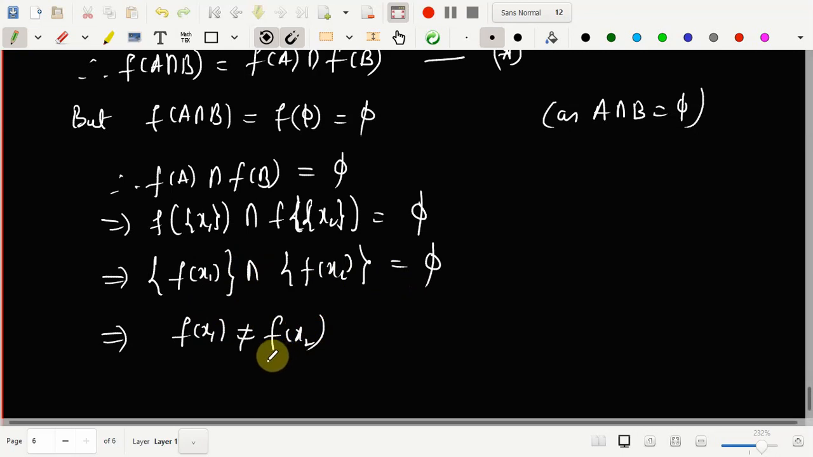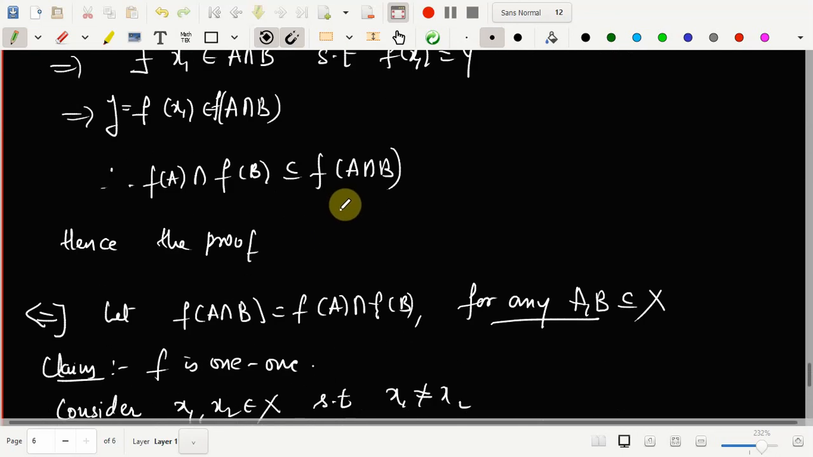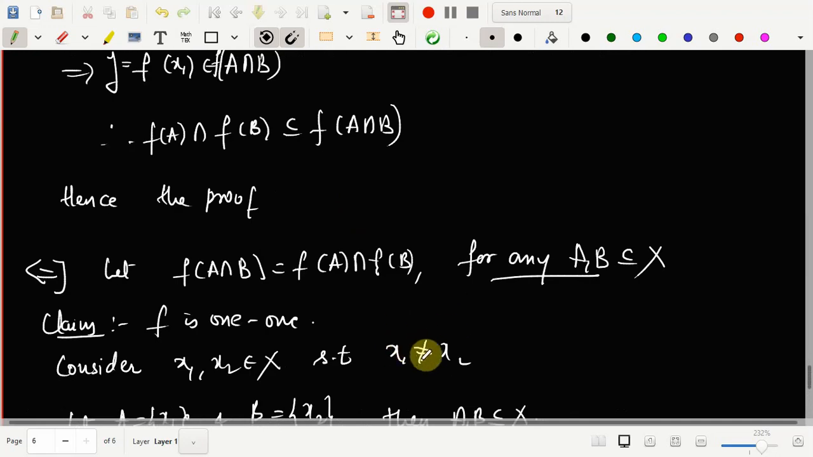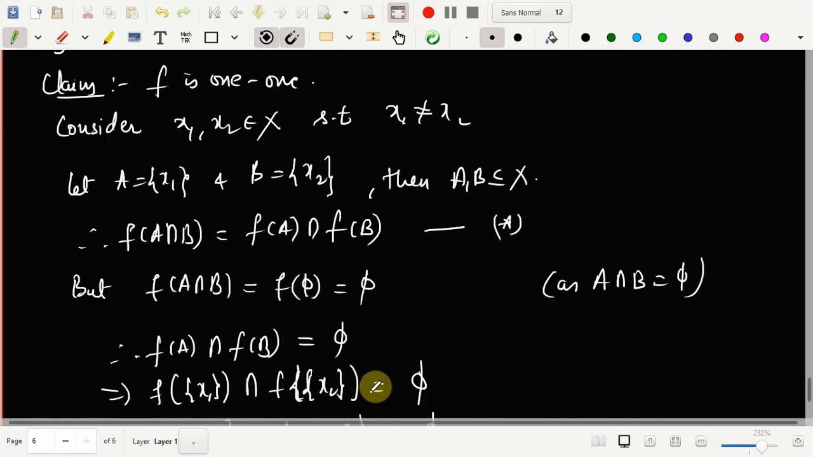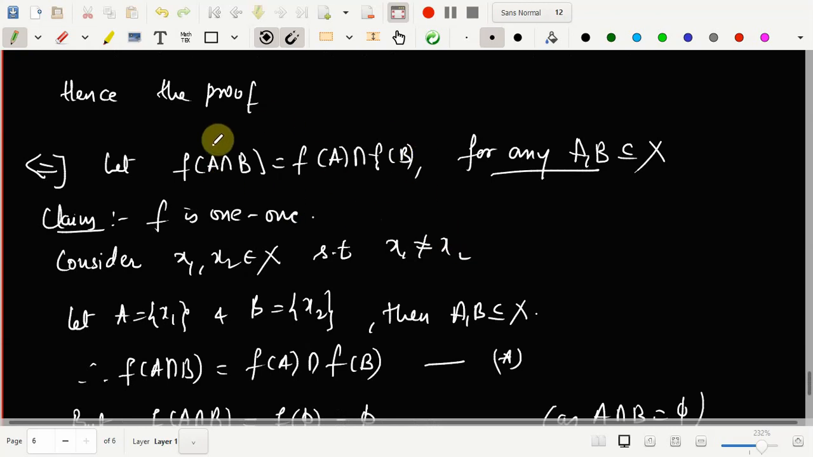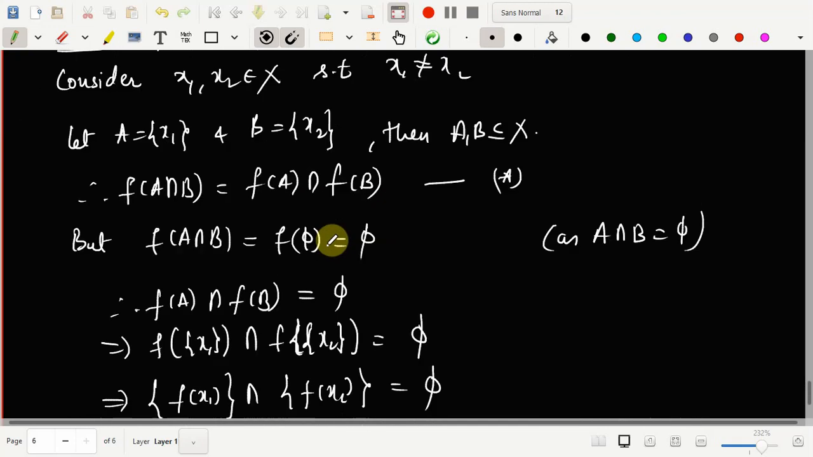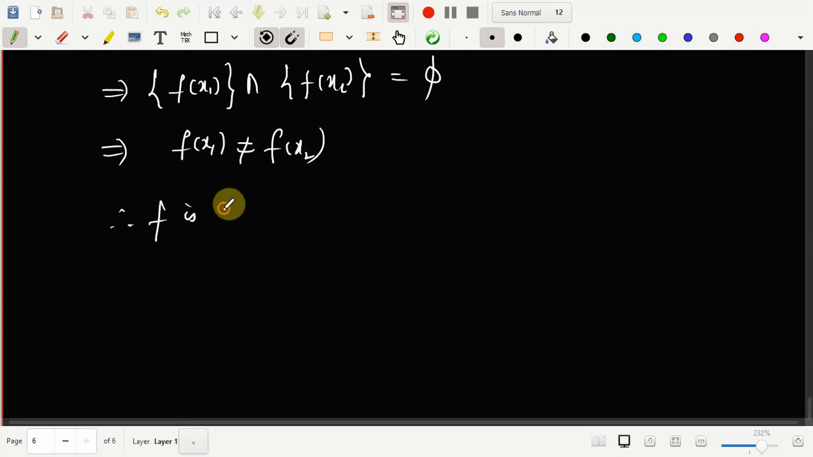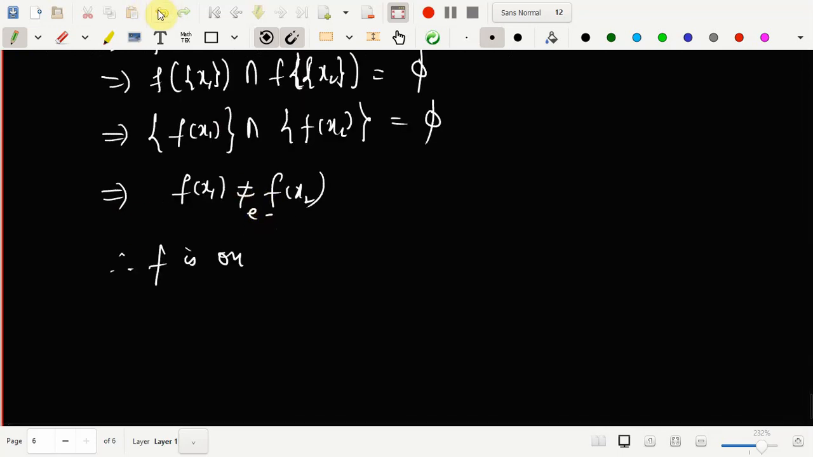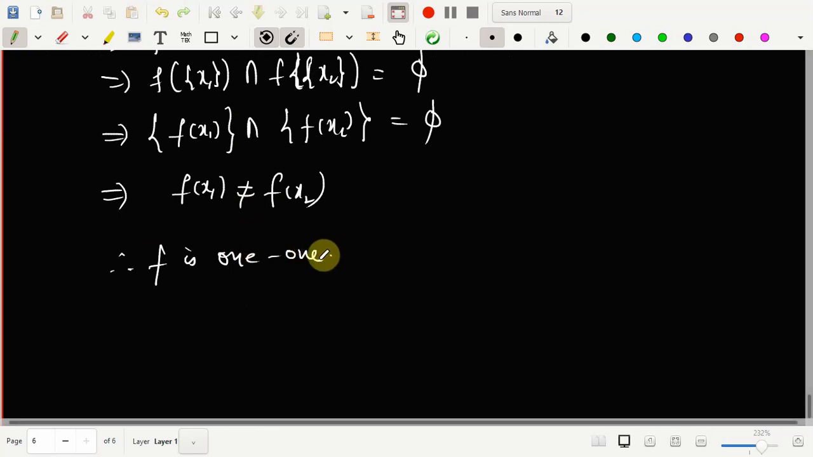And this is enough to say that the given function is one-one, because we have started with any two distinct x1 and x2, and we have shown that their images are distinct. We make use of the fact that f of A intersection B is equal to f of A intersection f of B holds for any subset of X, and so we produce a subset of X and we apply the result. So in general, this also acts as the definition for the one-oneness of the function.